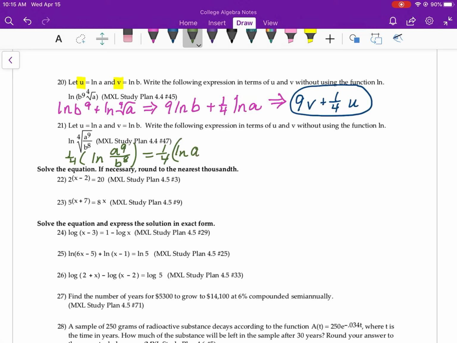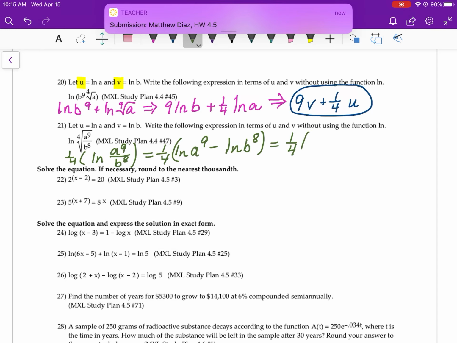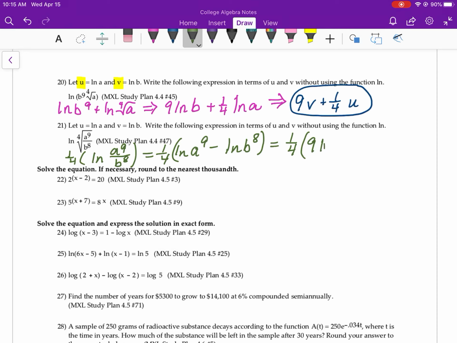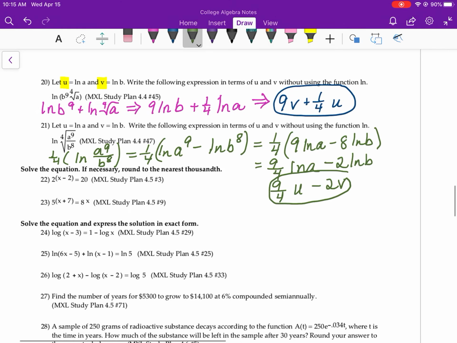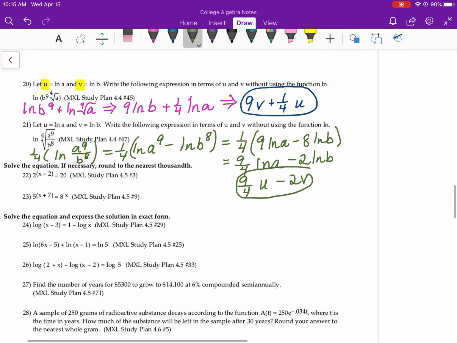Now I'm going to go ahead and do my subtraction. Then I'm going to bring those exponents to the front. And then I can distribute. And then I can make my substitutions. Okay, 22 and 23, I'm going to move over here to the margin. They're going to take the most time.